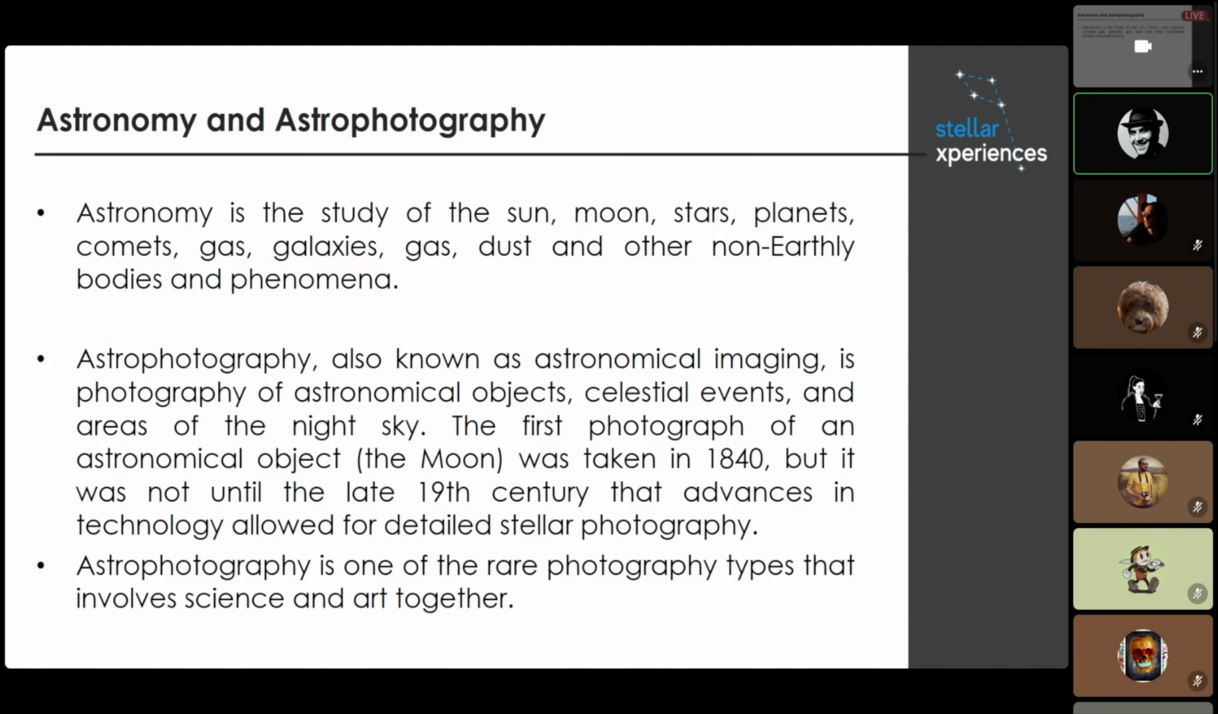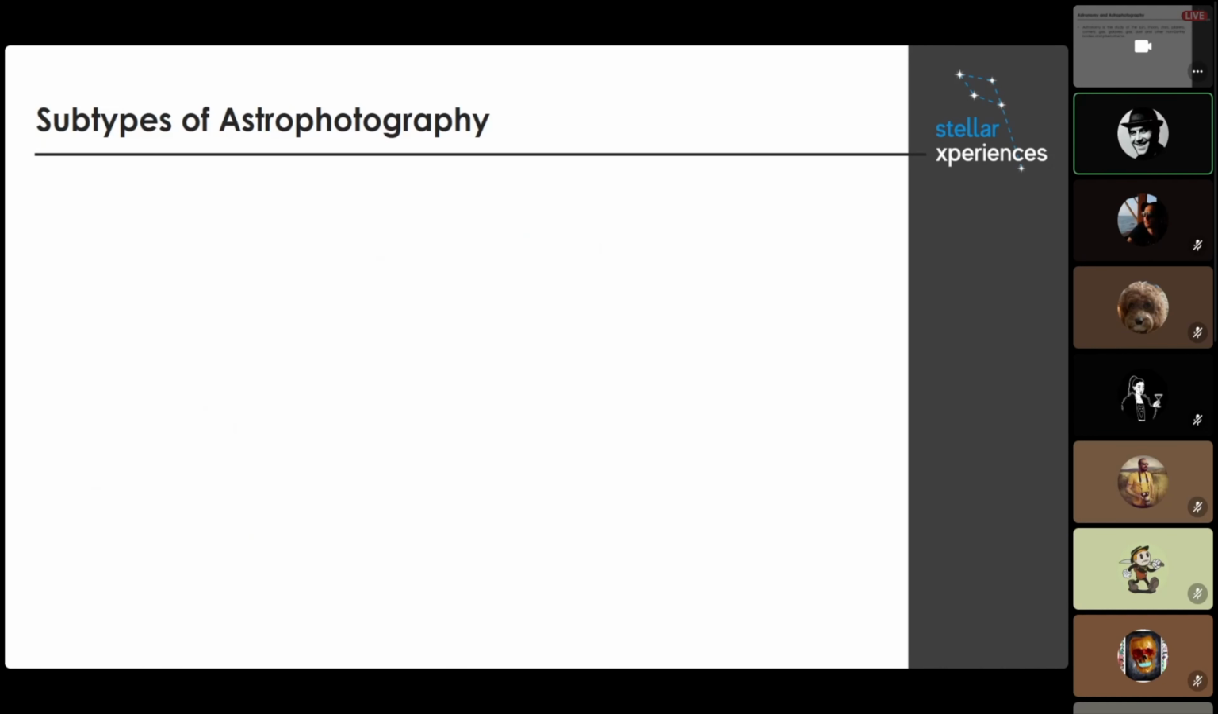And astrophotography is a really multidisciplinary hobby that involves lots of different sciences and also art. For instance, optics, electronics, hardware, lots of computer use and other science stuff, and also art is involved in astrophotography. And astrophotography has some subtypes, of course.